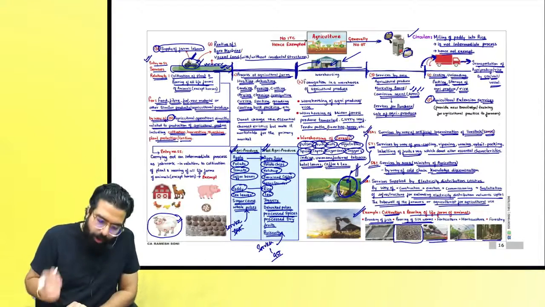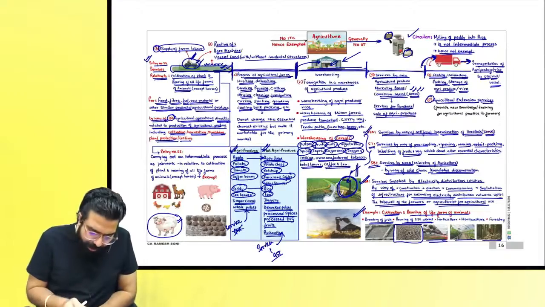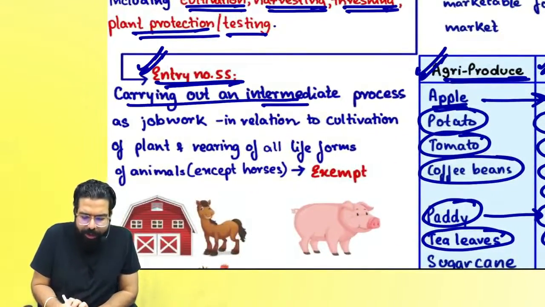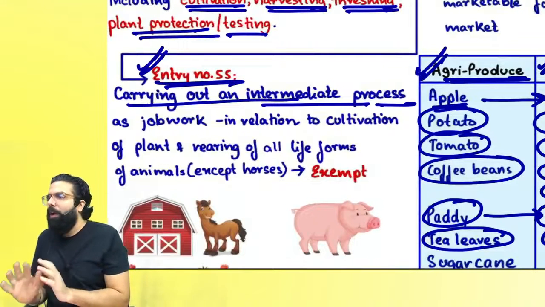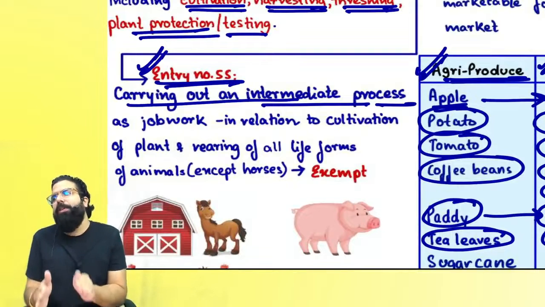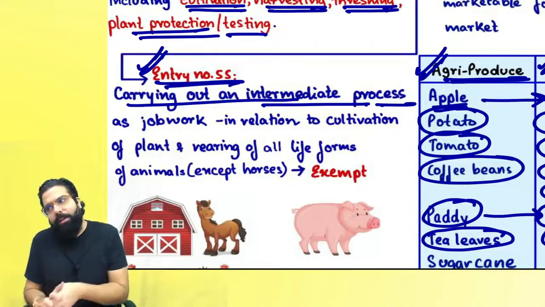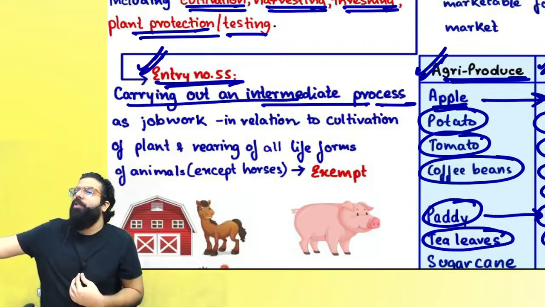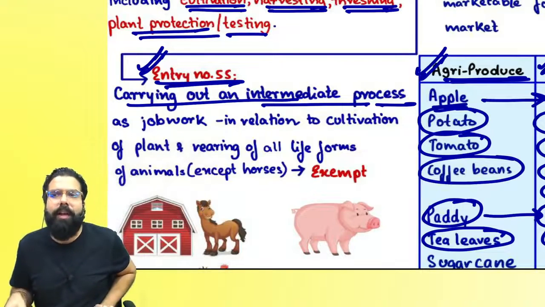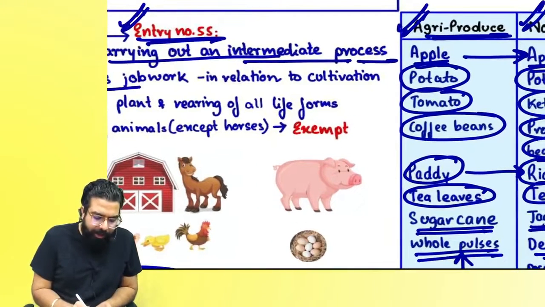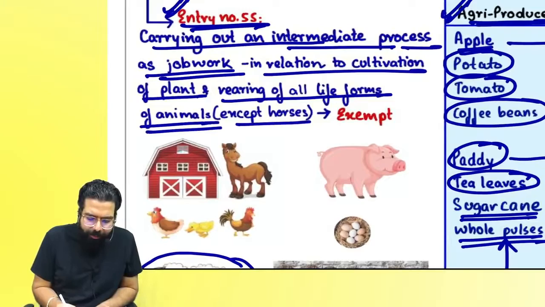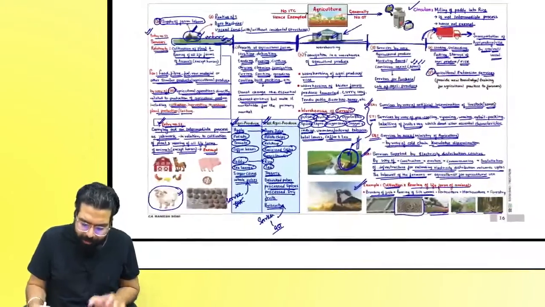Now, if you see over here, on the left hand side, we have a small entry, which is entry number 55. If you carry out any intermediate process, whatever intermediate processes are there, for example, if any intermediate processes are being undertaken at an agricultural farm, there is no GST. I told some job worker to come and do it for me. That job worker also will not charge any GST. Intermediate process as job work in relation to cultivation of plant and rearing of all life form of animal except horses will also be exempted.